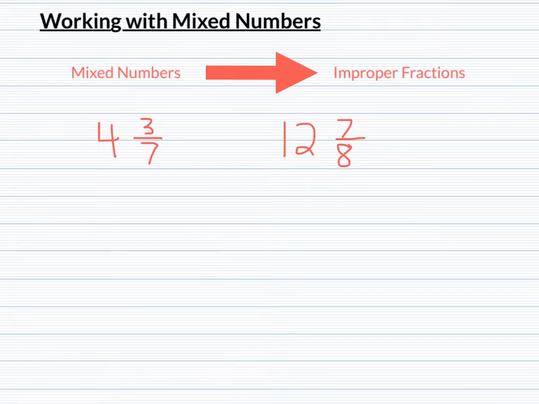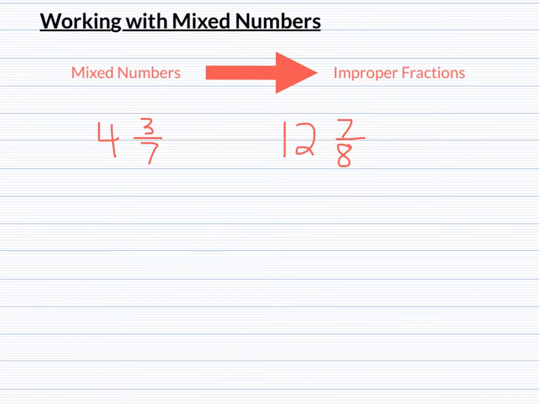Hey everybody, today we're going to focus on how to work with mixed numbers. When we're working with mixed numbers, whether we're adding, subtracting, multiplying, or dividing, the easiest way to do this is to turn them from mixed numbers into improper fractions. If we take the mixed number and turn it into an improper fraction, problems become a lot easier. Now this isn't the only way to do it, but it is one way.